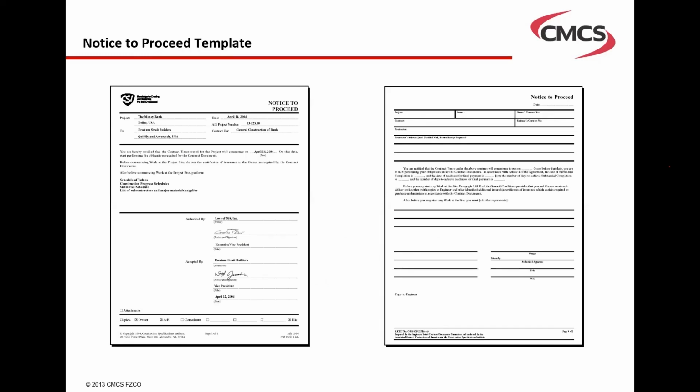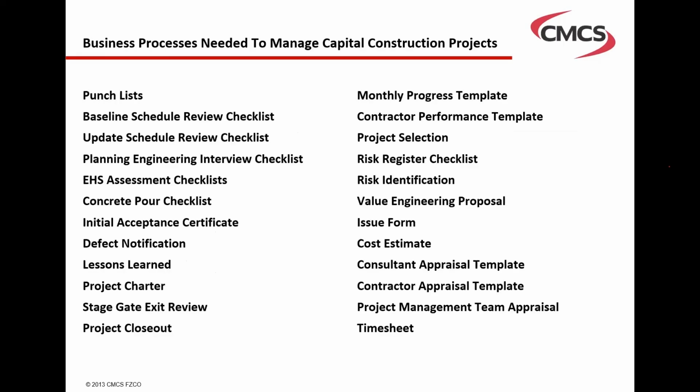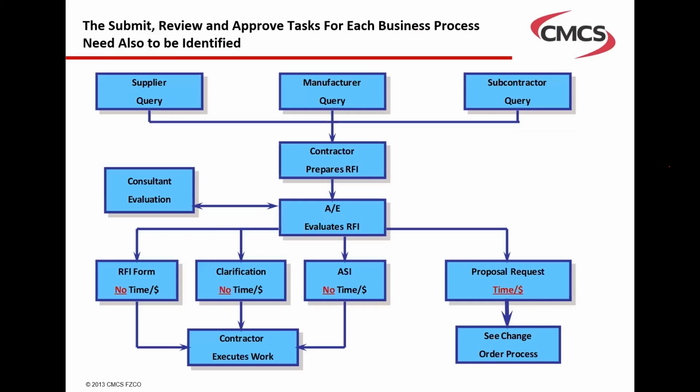Now, for each one of those templates, and those are many, I once did a count, you might find on a project more than 100, maybe 200 business processes that need to be managed. So for each one of those business processes, you'll have templates that need to be used. And for each one of those business process templates, there's a workflow, which is aligned with the responsibility assignment matrix. It explains who will be submitting or initiating the business process, who will be involved in reviewing it, providing input, who needs to be informed, and those who will be reviewing and approving or rejecting.